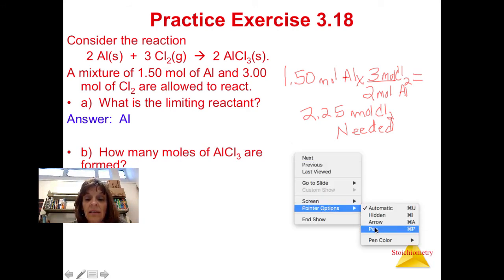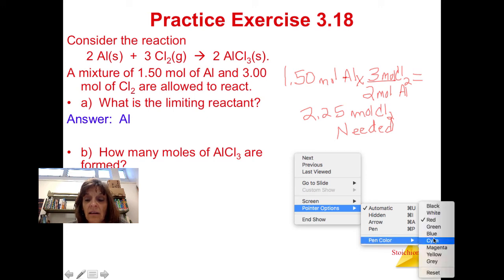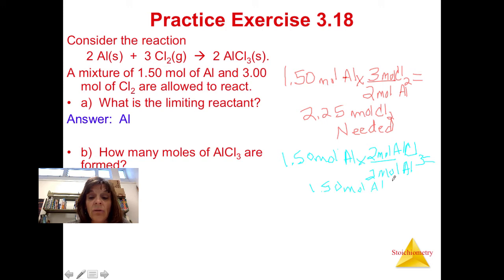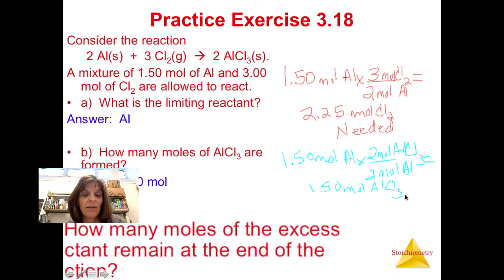So, let's try cyan. If we know that 1.50 moles of aluminum is going to limit or determine the amount of product made, I'm going to use it to determine how many moles of aluminum chloride by using the stoichiometric ratio. And it's a 2-to-2 ratio, so this one's pretty easy. So we will get 1.50 moles of aluminum chloride. That is correct. It's always nice when things work out that way.